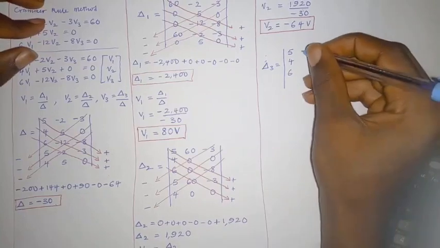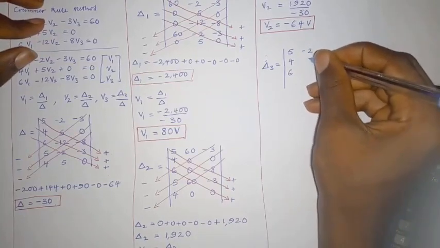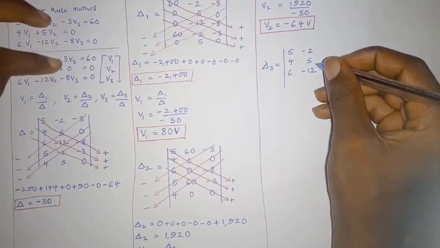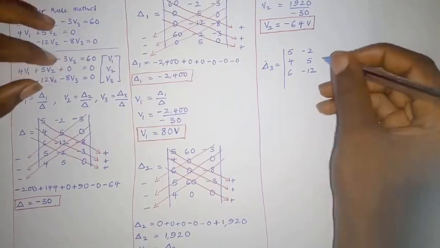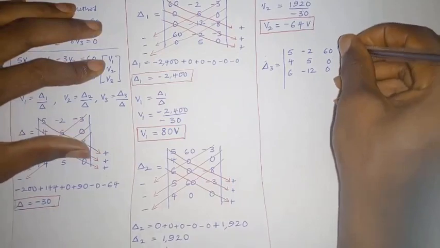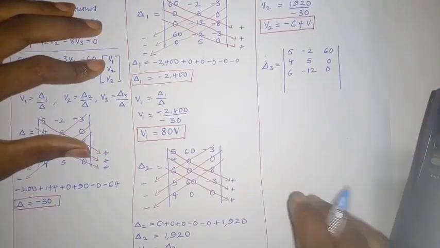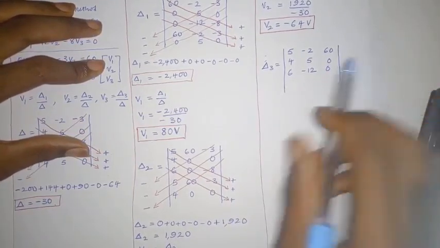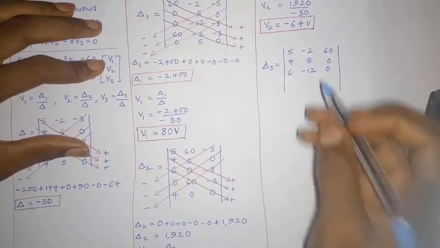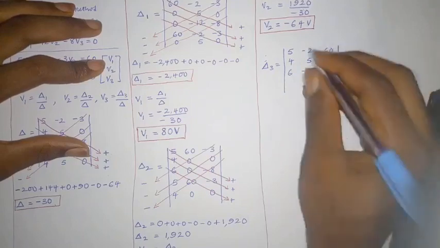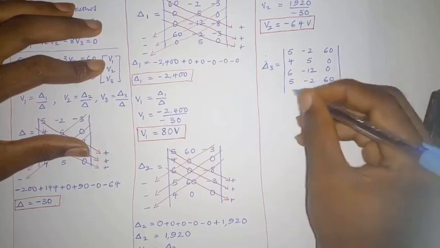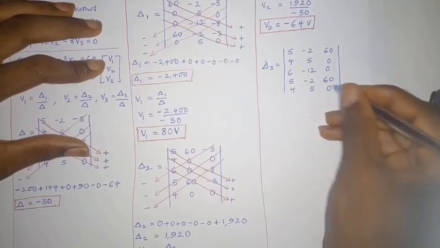Then this one, the 2, minus 2, 5, minus 12. What of this? We said earlier that we are going to replace it with this. So 60, 0, 0. What next? Tell me. Okay, so we are going to rewrite the first two rows, that is 5, minus 2, 60, then 4, 5, 0.